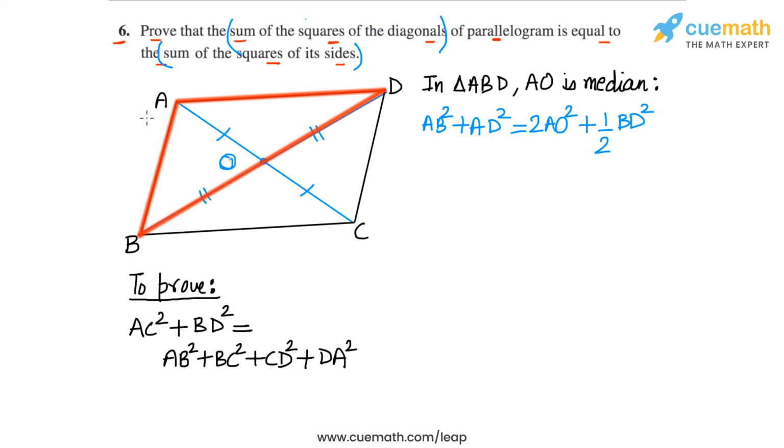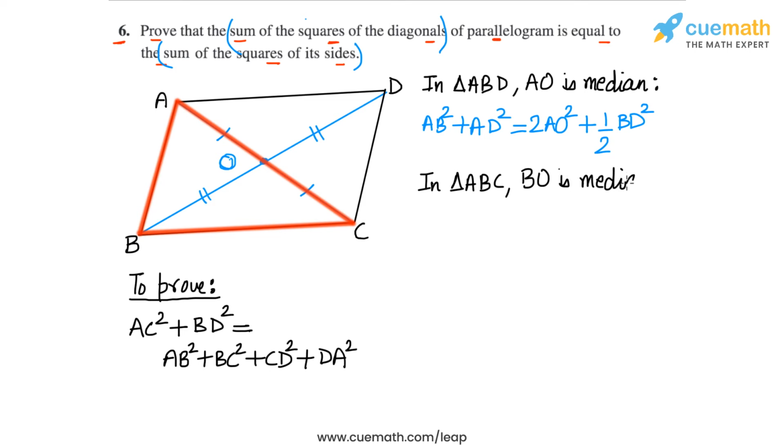Okay, then let's go to triangle ABC and apply the same result. So in triangle ABC, BO is a median from B to the opposite side AC. So in this case, if we take AB square plus BC square, the sides originating from the vertex B, this will be equal to twice the square of the median, so twice BO square, plus half of the square of the opposite side, which is half of AC square.